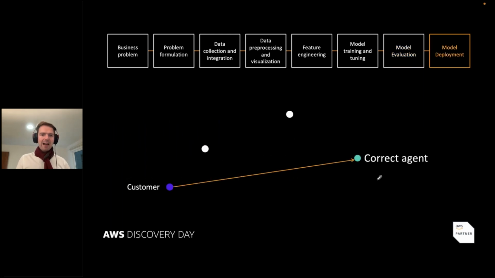So now we have a model in production. We can use this model to predict whatever we wanted. So for instance, if you created a model that will try to predict how to connect a customer to an appropriate agent when a customer contacts a call center. So now we can deploy the model in production, and hopefully the model would work well.